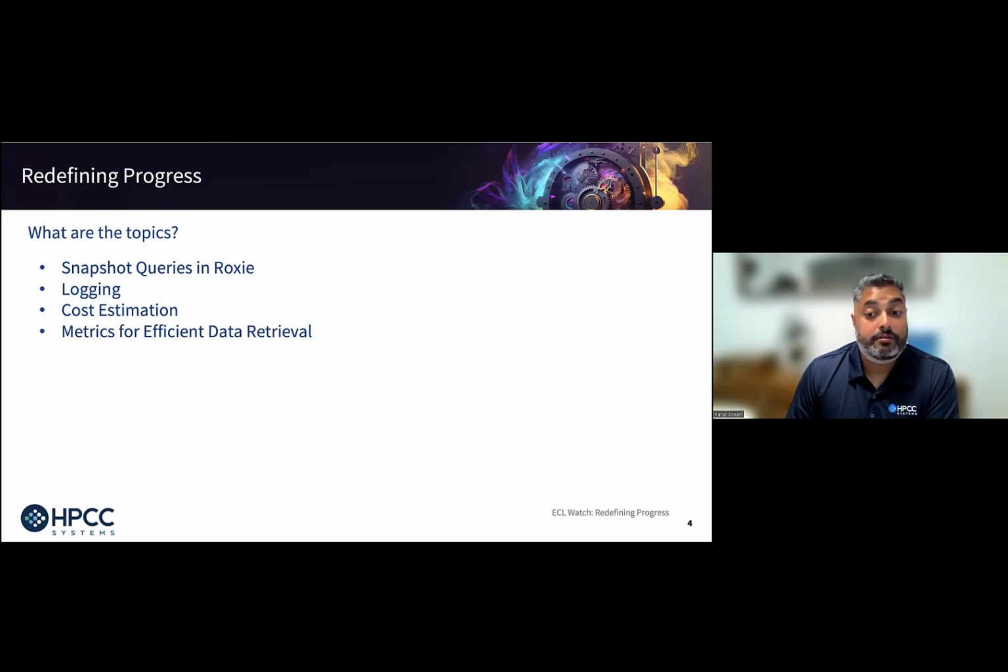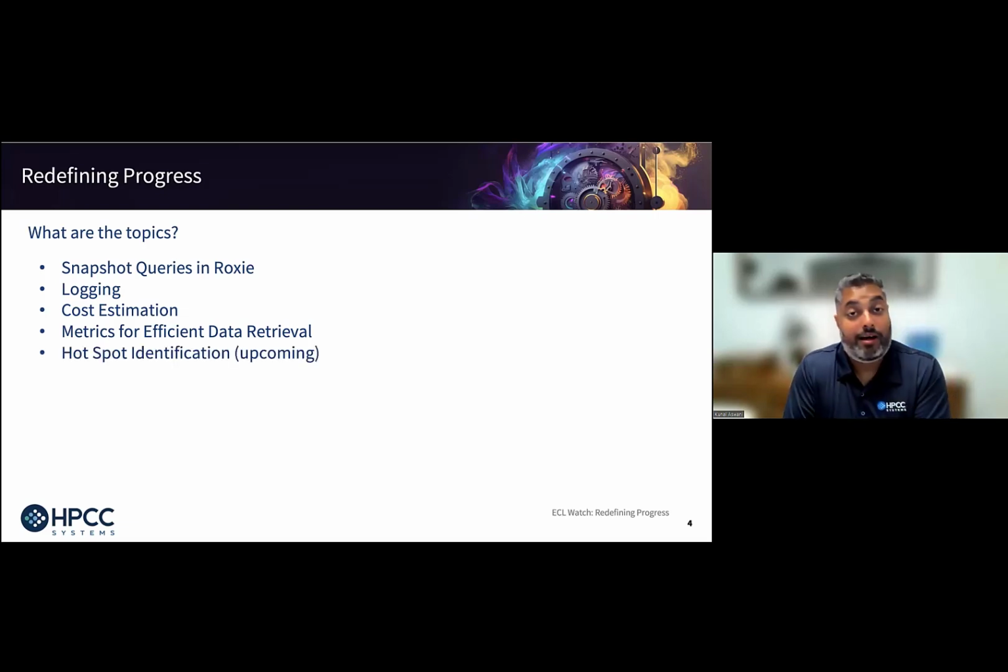Metrics for efficient data retrieval. Measuring query performance is crucial for assessing the impact of optimization efforts. We'll identify key metrics to track, such as query execution time, data transfer rates, and cache hit ratios. These metrics will provide a quantitative basis for evaluating the effectiveness of our optimization strategies and making data-driven decisions.